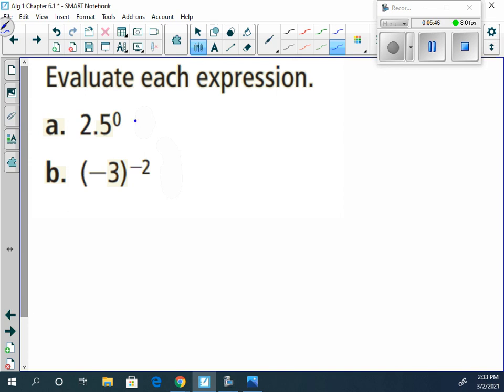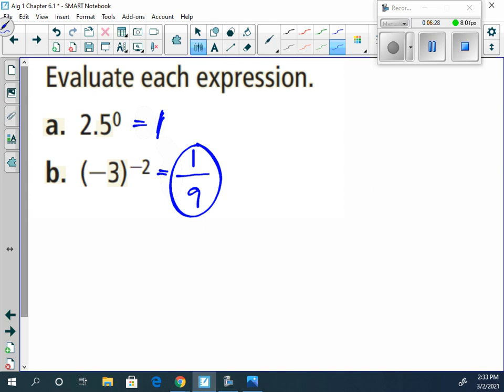All right, 2.5 to the 0 is... anything to the 0 power is 1. How about -3 to the -2nd power? Did you do it to the -2nd? It has to be -2nd because that is our exponent.